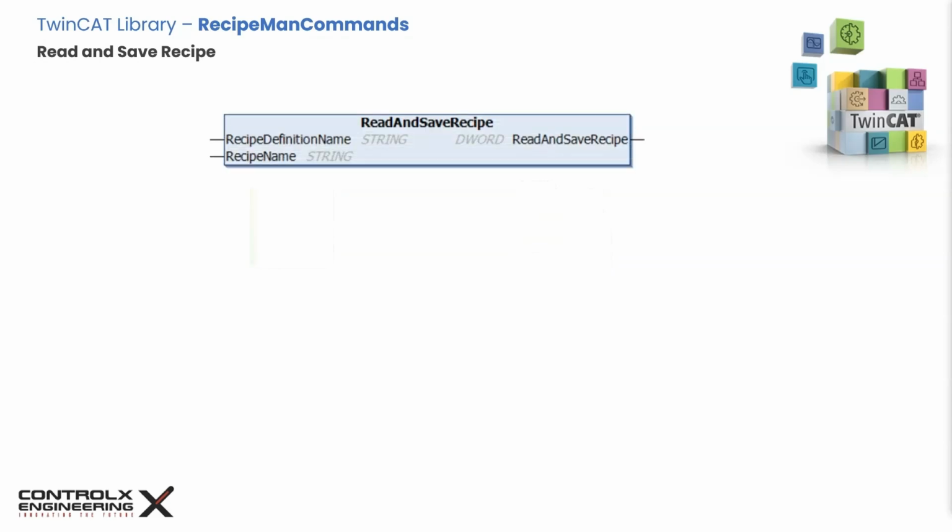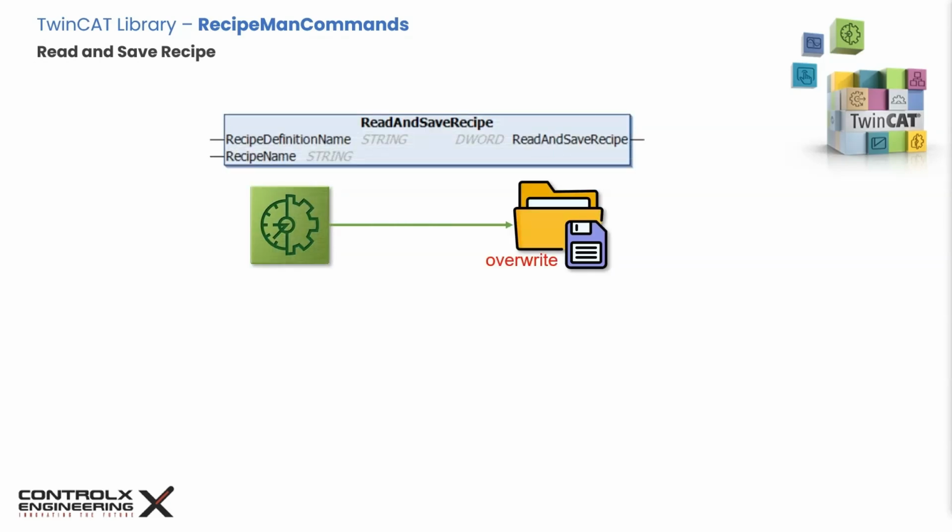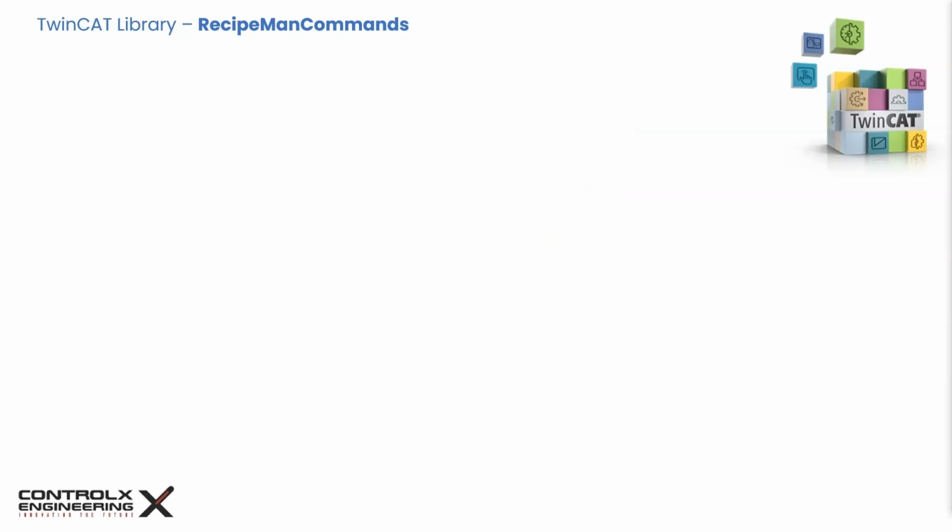This method reads the current PLC values into the recipe and saves it to an existing recipe file. This function allows operators to modify existing recipes with new values and save them back to the same file. The existing contents of the file are overwritten. It has a return value that indicates the status of the read and save operation.